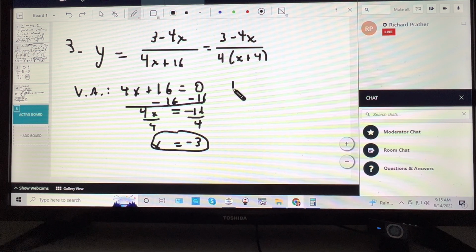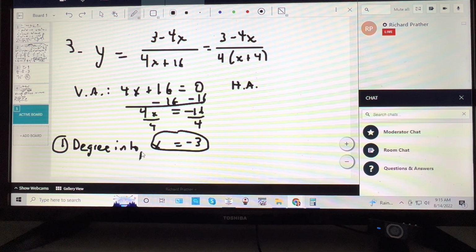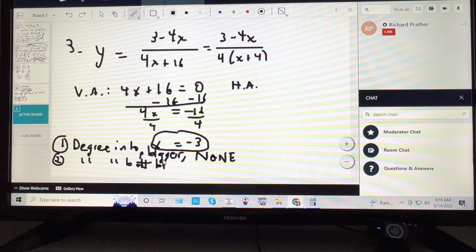Horizontal asymptote, there's 3 cases. Case 1, if the degree in the top of the fraction is bigger, then there is no horizontal asymptote. You just put none or click the option that there is none. If the degree in the bottom is bigger, then there's an automatic y equals 0, the x-axis.